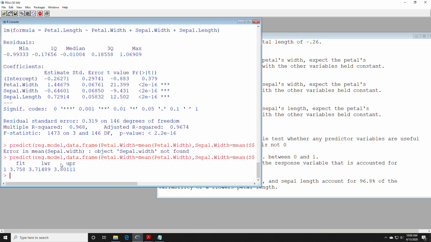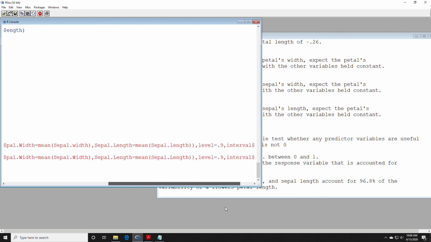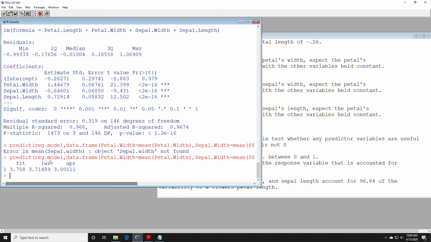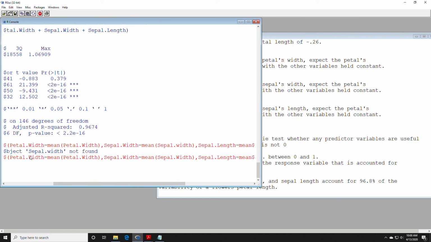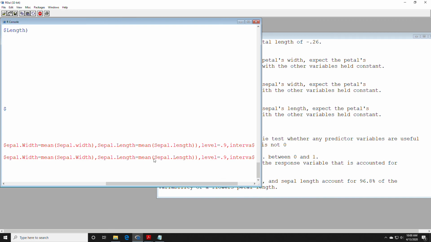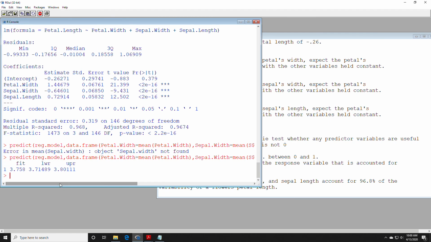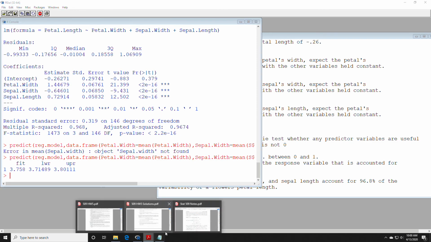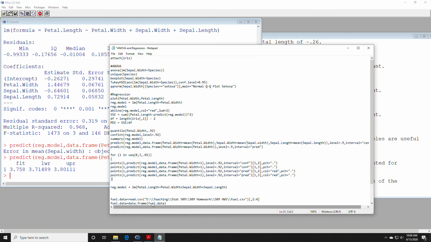So we predict that the average petal length, this is a confidence interval, for a flower that has an average petal width, an average sepal width, and an average sepal length, so basically an average flower, is going to be between 3.7 and 3.8. All right, I'm going to separate the lecture into another lecture starting here.